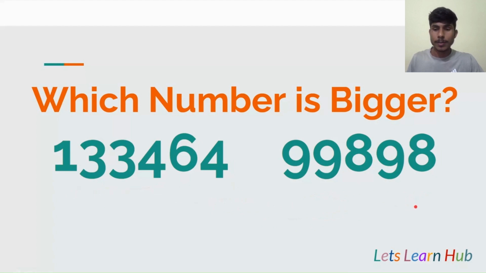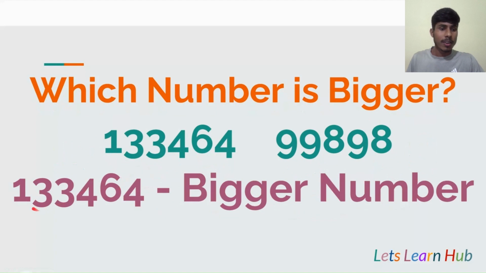It's very easy, right? So here 133464 is the bigger number. What is 133464? 1,33,464 is the bigger number here.